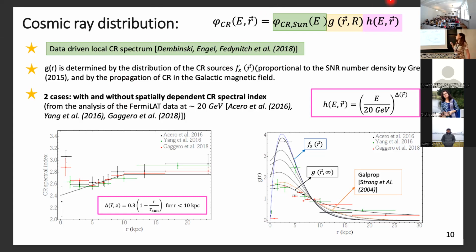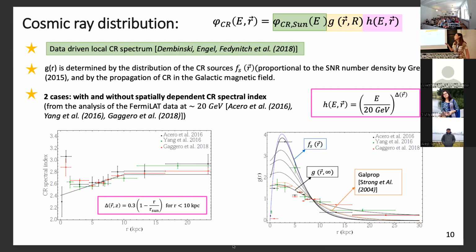And then we have this last function that takes into consideration the possibility of a spatially dependent cosmic ray spectral index. What is this? These features emerged recently from analysis of the Fermi-LAT data at 20 GV. What they infer is that the cosmic ray spectral index becomes harder in the direction of the galactic center. So we consider two cases, one with and one without the spatially dependent cosmic ray spectral index, which from now on we will call the hardening hypothesis.